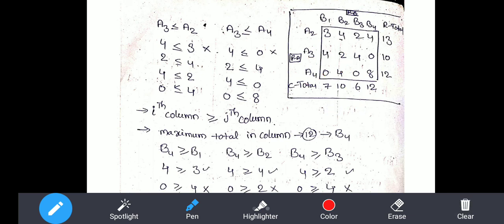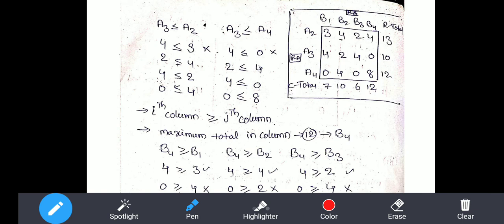The next least is 13, which means A2 will become the ith row, and A3 and A4 will become the jth rows. A2 is less than or equal to A3, and A2 is less than or equal to A4. So in that case also, it is not possible to relate the rows.